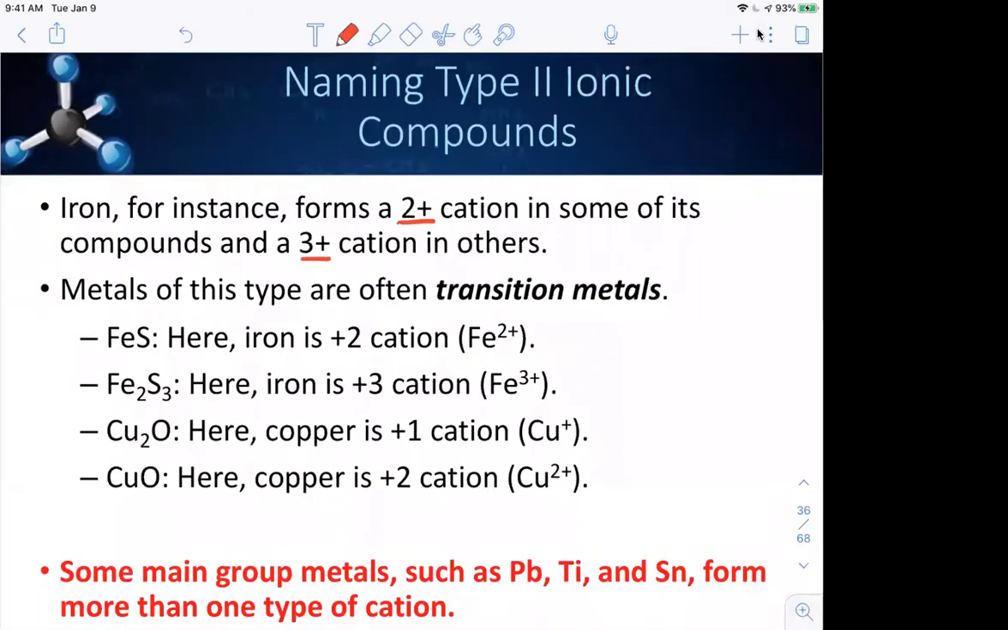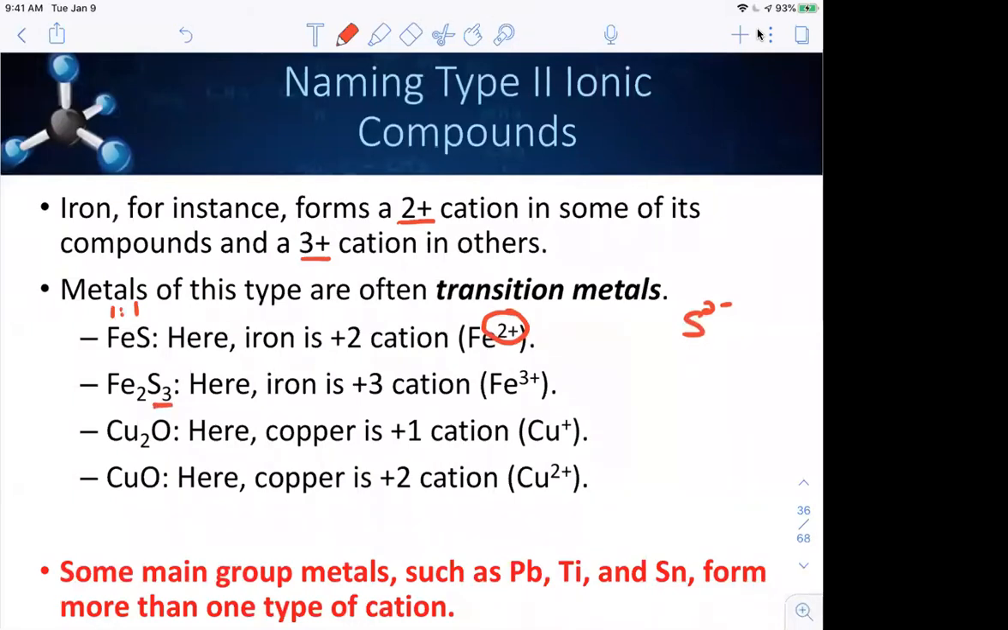Here, my sulfur ion, I know, is 2-. I know that because it is a group 6A nonmetal. It's a 1-to-1 ratio, so my iron has to be a 2+ charge. So I'm using the charge on the sulfur ion in order to figure out what the charge of the iron cation is based on the ratio in the formula.